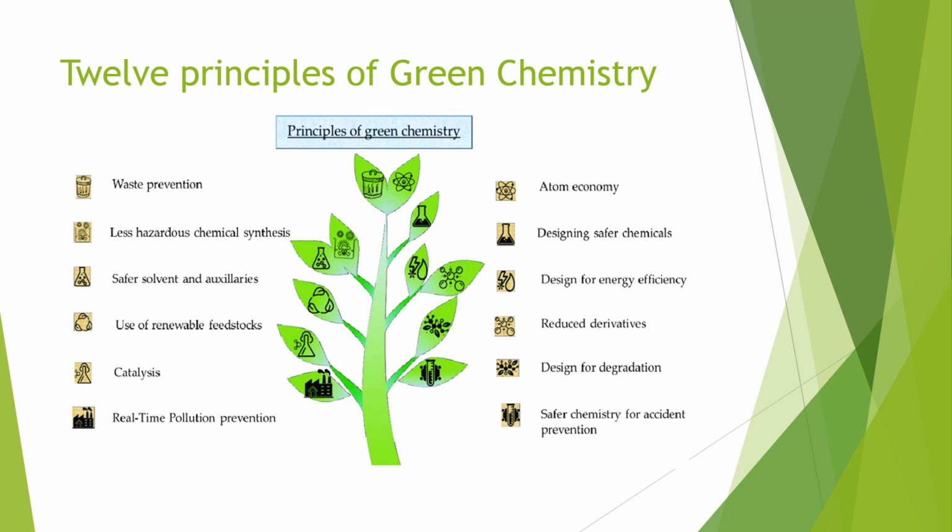Here is a short summary: waste prevention, less hazardous chemical synthesis, safer solvents, use of renewable feedstocks, catalysis, real-time analysis, atom economy, designing safer chemicals, design for energy efficiency, reduce derivatives, design for degradation, safer chemistry for accident prevention. So you have to learn them sequentially. It is very important for exams.